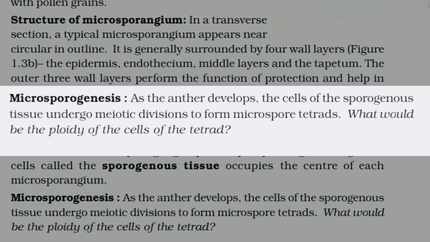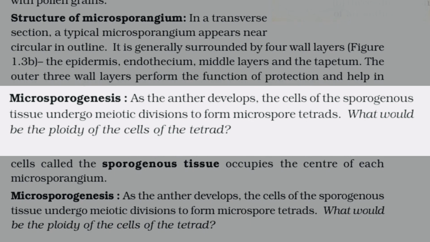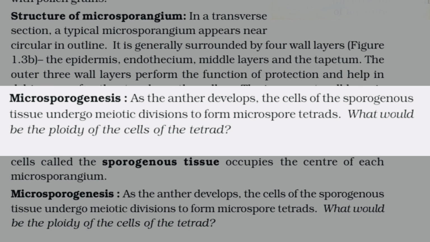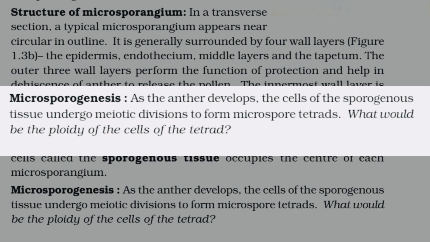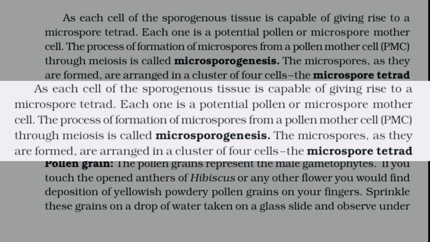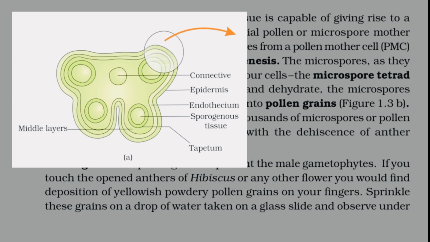Microsporogenesis. As the anther develops, the cells of the sporogenous tissue undergo meiotic divisions to form microspore tetrads. What would be the ploidy of the cells of the tetrad? As each cell of the sporogenous tissue is capable of giving rise to a microspore tetrad, each one is a potential pollen or microspore mother cell. The process of formation of microspores from a pollen mother cell, PMC, through meiosis is called microsporogenesis. The microspores, as they are formed, are arranged in a cluster of 4 cells, the microspore tetrad.